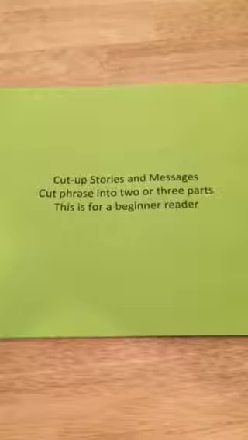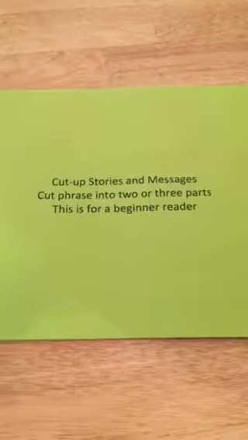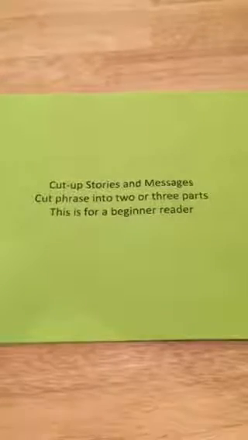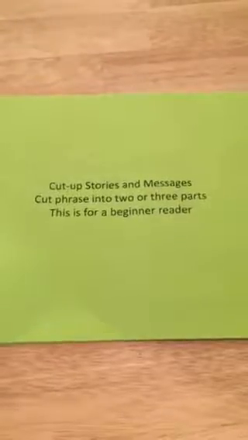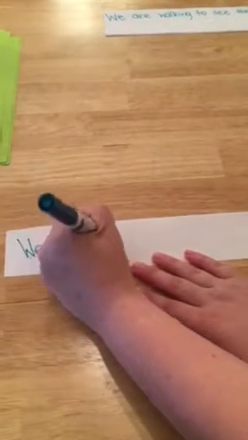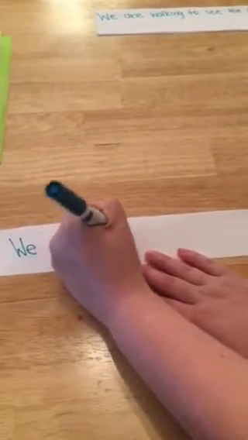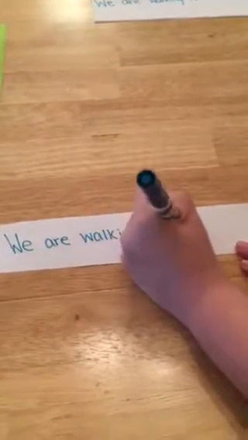What I'm going to do is ask my student to give me a sentence. As she gives me a sentence, I am going to be writing it for her. Sally, can you give me a sentence? We are walking to see the fat donkey. So we are walking. Can you say your sentence one more time? We are walking to see the fat donkey.